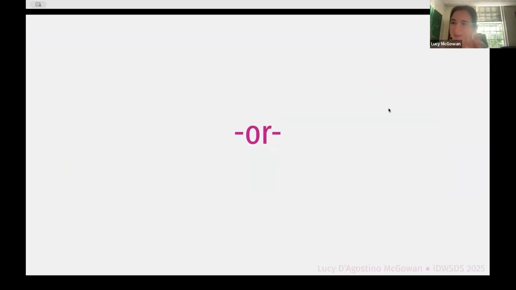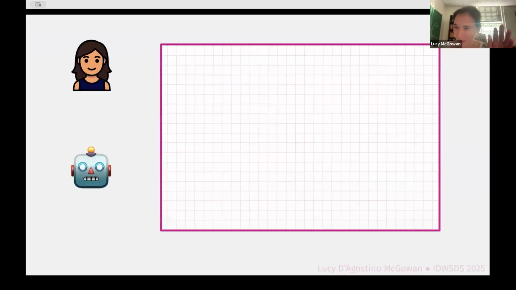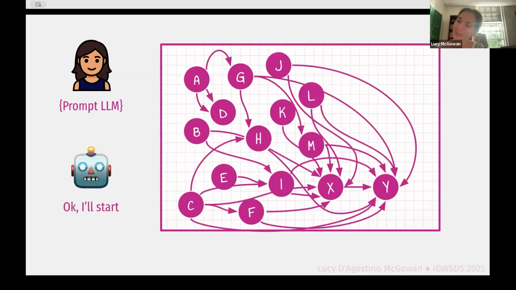So the other thing that's happening now, maybe not so much in the biomedical space, but it is happening elsewhere, is this process where we've got a human and a robot, which is often a large language model. In this case, I might write a prompt to the large language model, and the model will say, okay, I will start. And they come up with a potential DAG for the relationships between X and Y and all other sorts of factors.